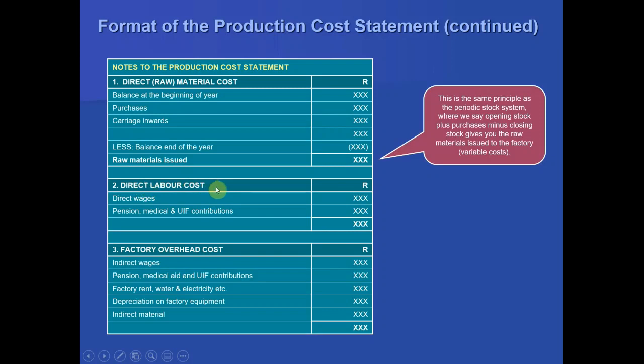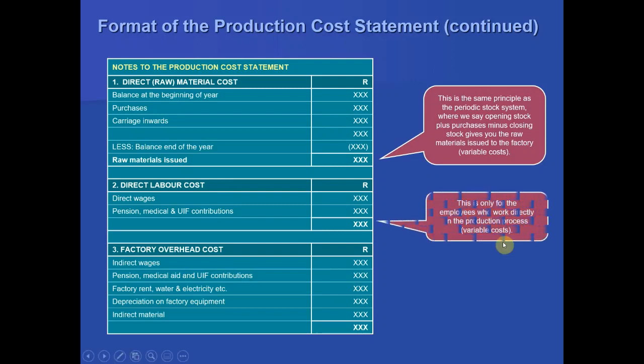Similarly, we have a note for direct labor costs. We have the direct wages, and then we also have the pension, medical, and UIF contributions related to that direct wages. Very important, this is only for employees who work directly in the production process, in other words, the variable costs.